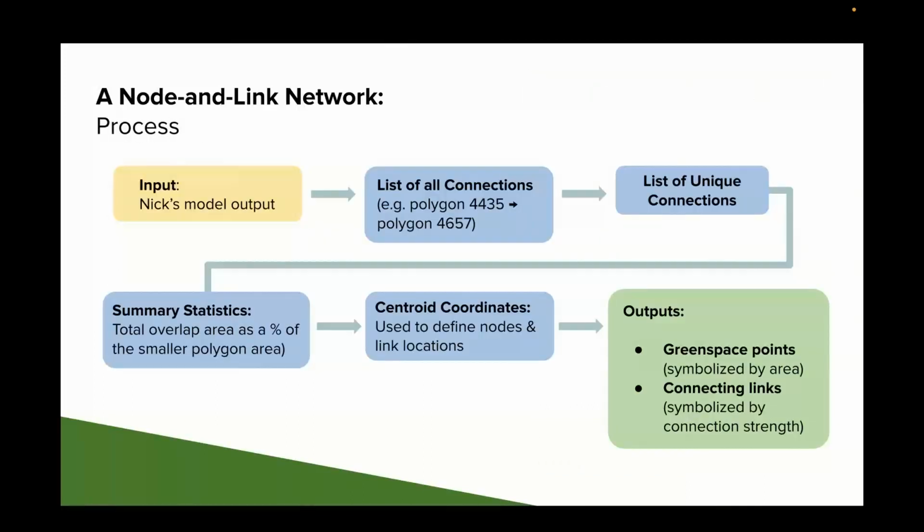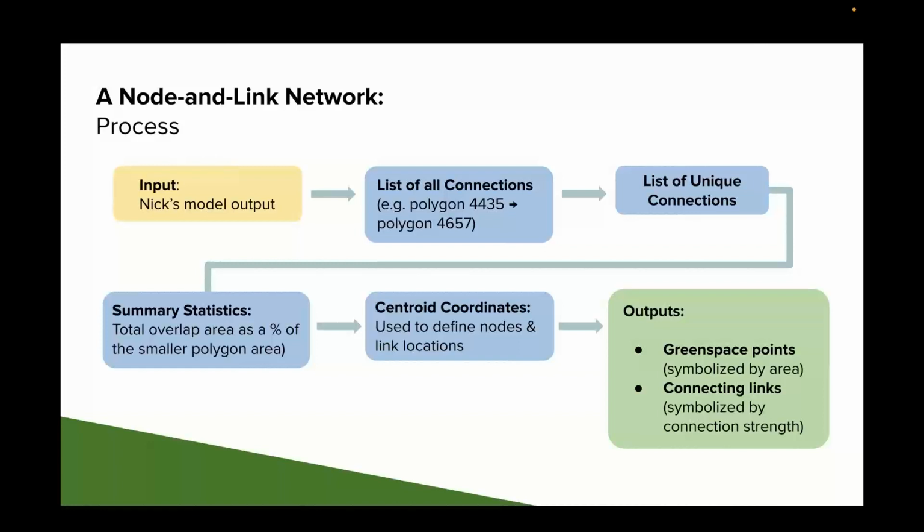I first used Nick's original model to record for any green space which other green spaces it was connected to. Next, I summarized these relationships into a list of unique connections. For each connection, by calculating how much of the smaller green space was overlapped by the larger green space of the two, I could have some metric for how connected the two were.